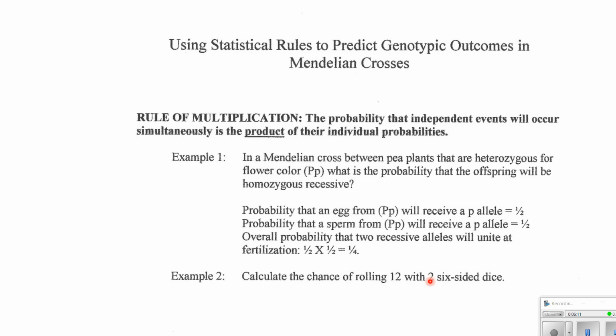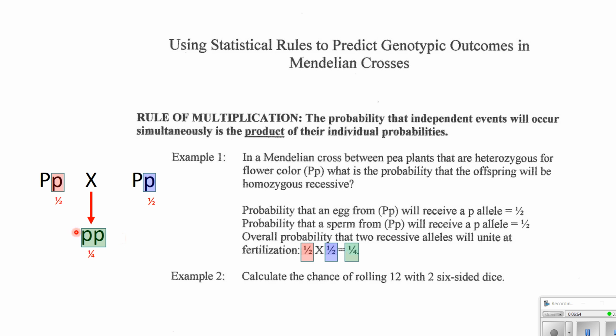Okay, so let's look at an example of how to apply the rule of multiplication. Remember, it says the probability that independent events will occur simultaneously is the product of their individual probabilities. So let's suppose we have 2 pea plants, and they're both heterozygous for flower color, big P, little p. Okay, so here's parent number 1, here's parent number 2. And we want to calculate the probability that the offspring will be homozygous recessive, little p, little p. Now, you could do that with a Punnett square, and you probably could just picture that Punnett square in your head.